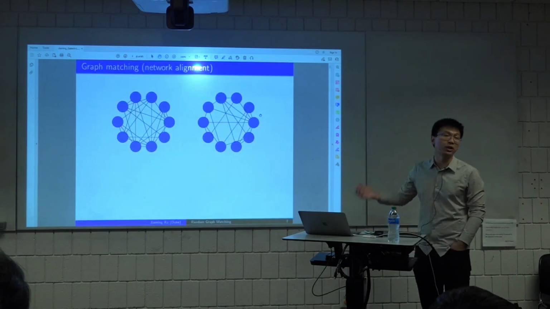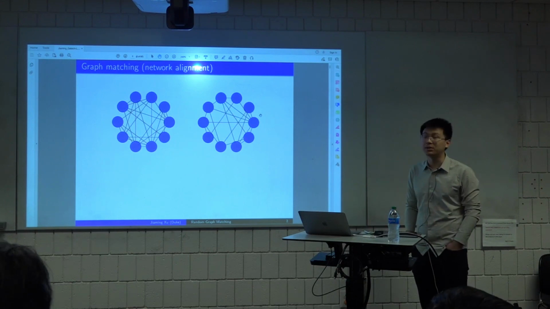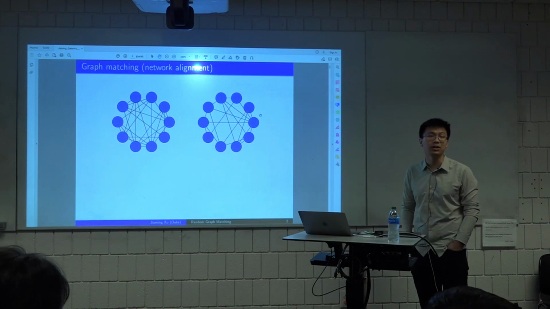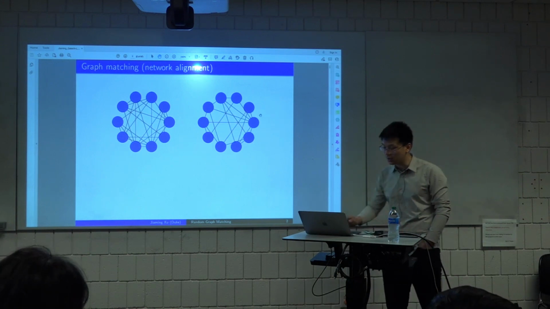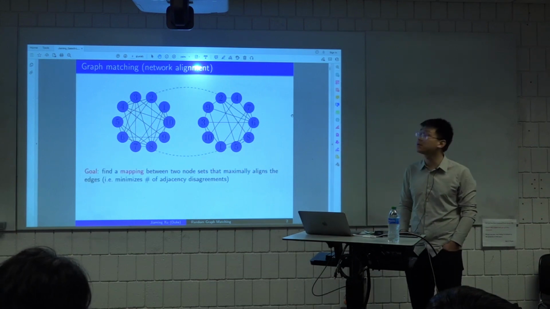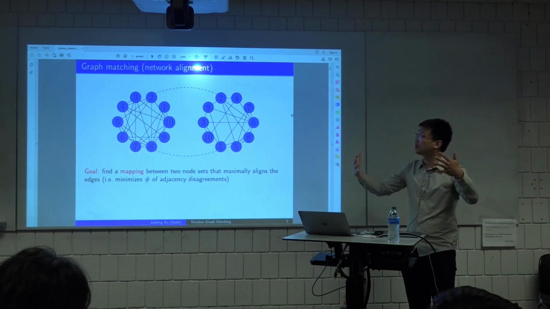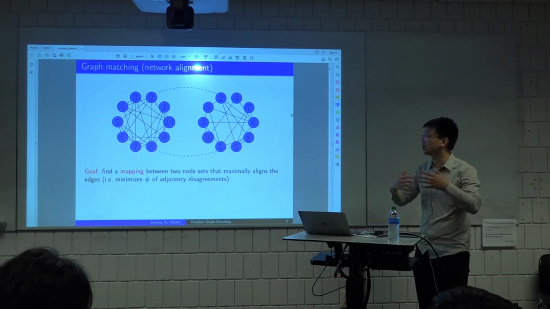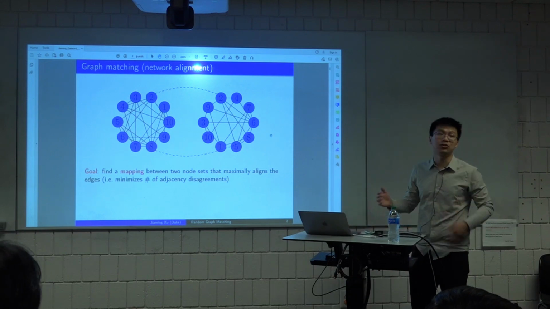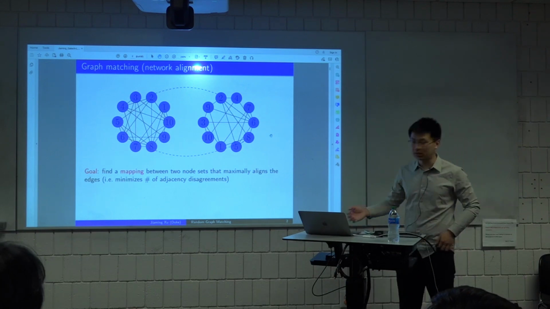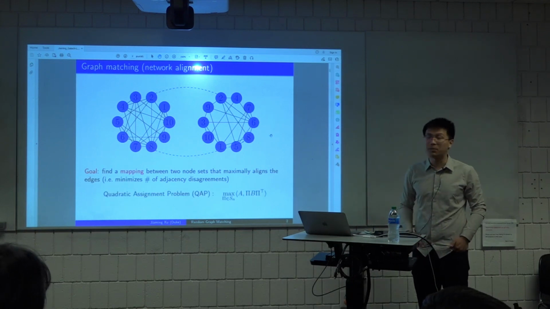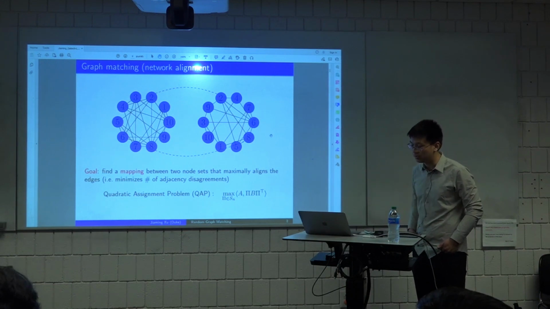So let me briefly recap the random graph matching problem. I think in the last lecture I talked about this problem. Basically, given two networks, with nodes and edges, you want to find a bijection between the vertex sets of the two graphs so that after you align them, the edges are maximally aligned. Or more specifically, you want to minimize the number of adjacency disagreements under this particular bijection. Mathematically, you can formulate this as a combinatorial optimization problem known as the quadratic assignment problem.